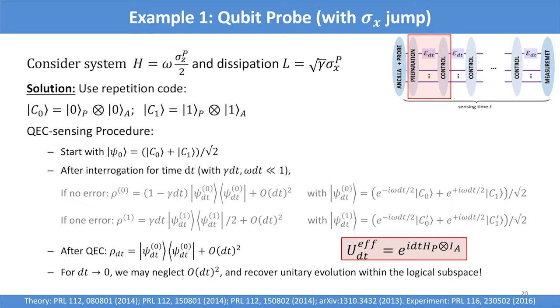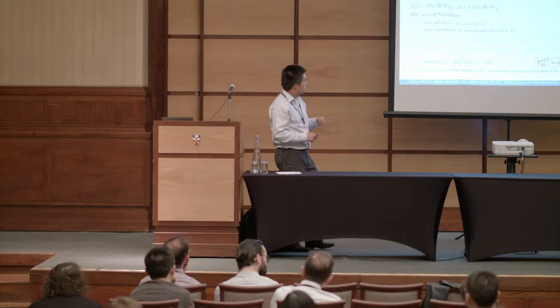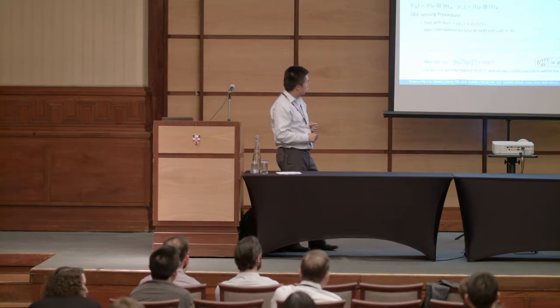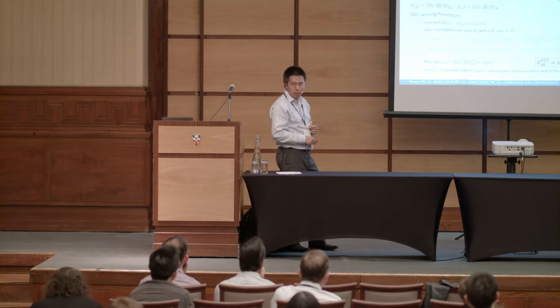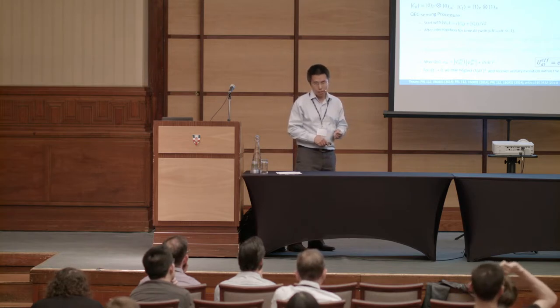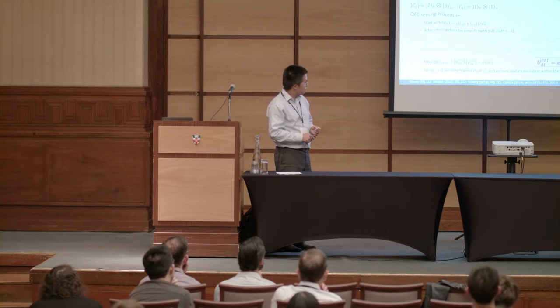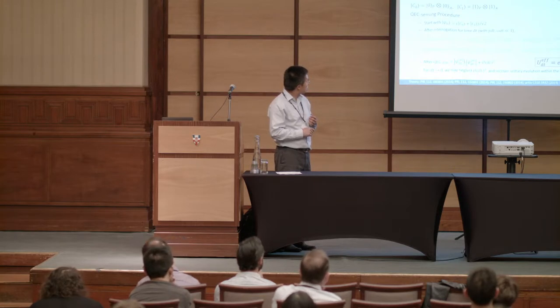So now, if we can detect the error syndrome, we know which event happened. If the error happened, we can do a unitary rotation back to the logical space and continue the data acquisition. In this way, after the error correction, to the zeroth and first order, we get a unitary evolution under this effective Hamiltonian. There are some second-order terms, but for dt very small, those can be neglected. So effectively, we get a unitary evolution in the code space. The effective Hamiltonian is essentially the same probe Hamiltonian, tensor product with the identity on the ancilla.